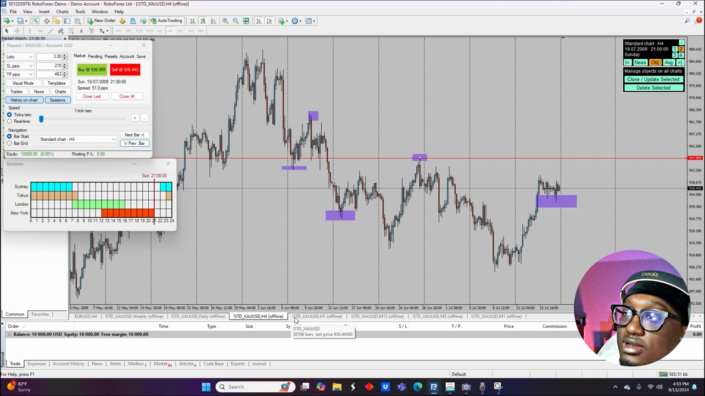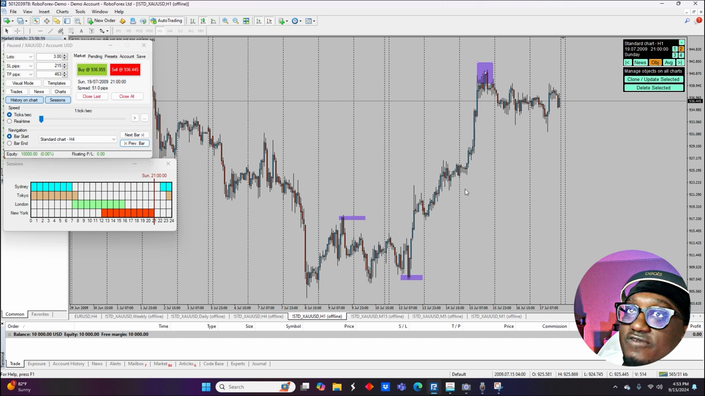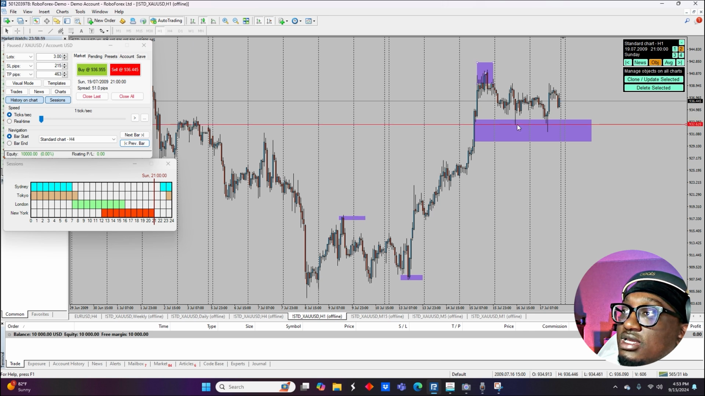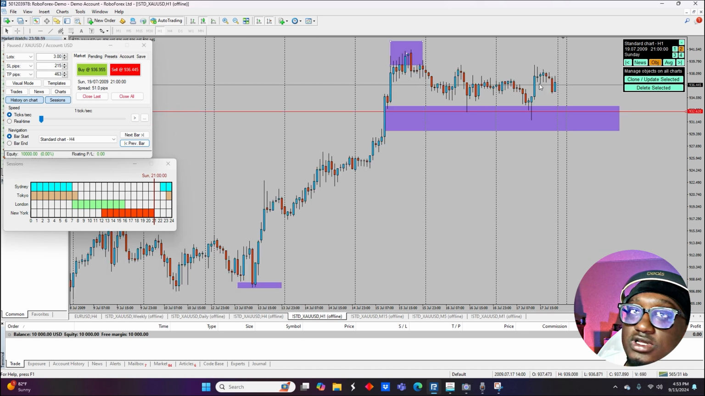All right. So on the H4, this is the fair value gap right here. On the H1, excuse me, this is the fair value gap right here. Price dug in, took out liquidity. This is liquidity right here. This is liquidity. It dug into the fair value gap here, then displaced up with this huge bullish candle over here.